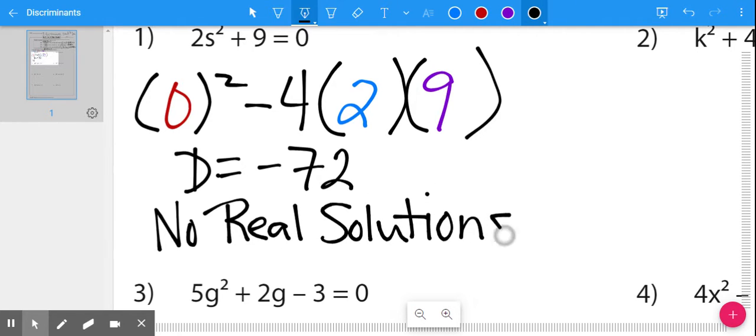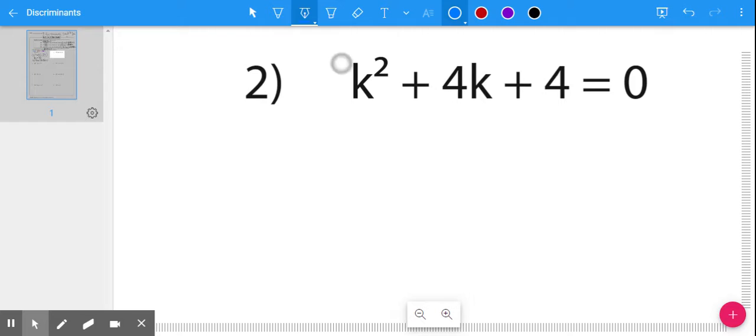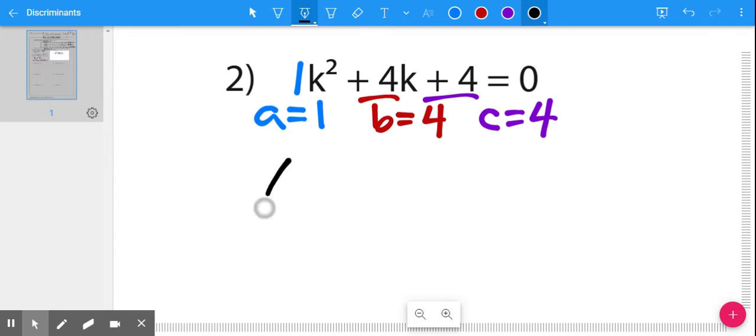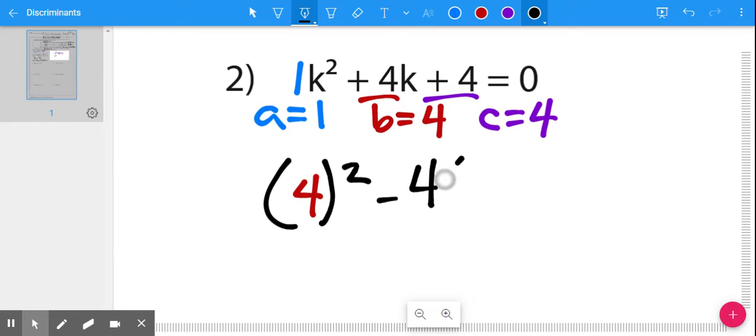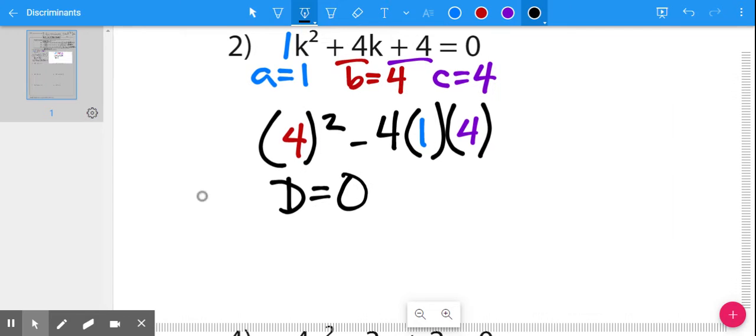Or no solutions. So when we jump to the next one, this one has an a value of that implied 1, a b value of positive 4, and a c value of positive 4. So when we plug it into our formula, again, it's b squared, so we have 4 squared minus 4 times a, which is 1, times c, which is 4. When you plug that into your calculator or work it out by hand, you end up with a discriminant that is 0. So when the discriminant is 0, you have one real solution.